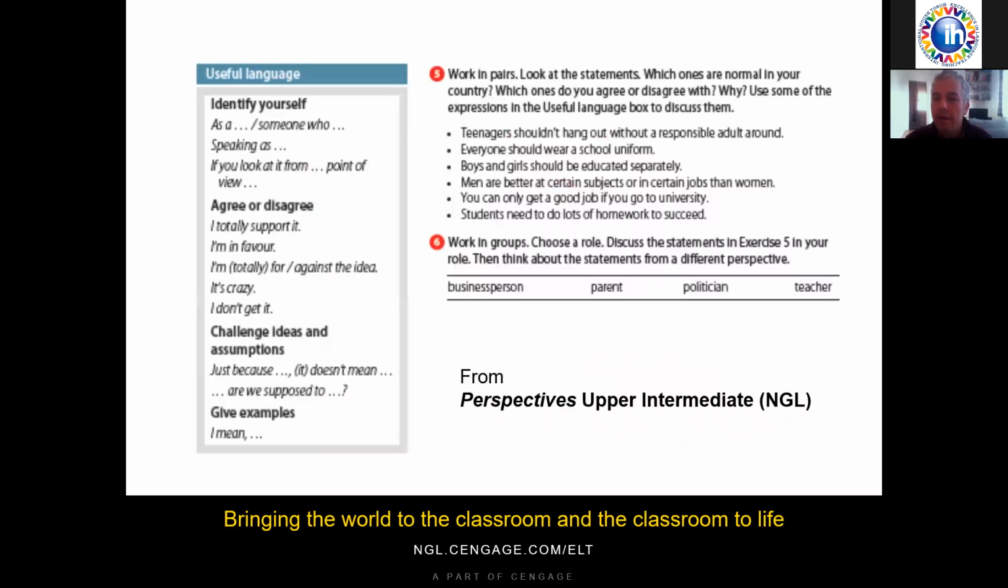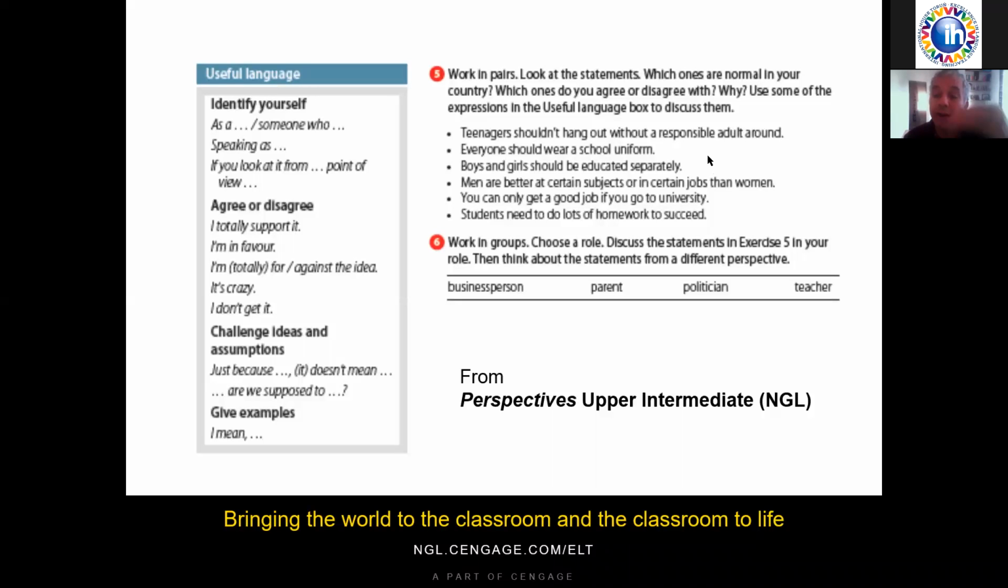Similarly, if we take this idea, this one is from Perspectives Upper Intermediate. And what we see is a look at statements. We have various statements here about education. Teenagers shouldn't hang out without a responsible adult around. Everyone should wear a school uniform, etc. So in the first instance, this task is exactly as we would have in many course books, or pretty much any course book. And it is already a critical thinking task.